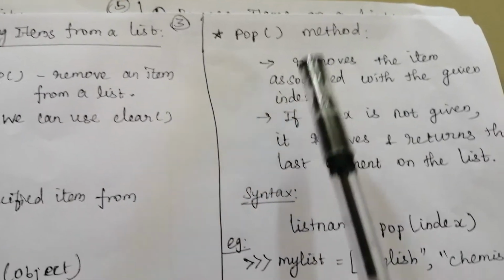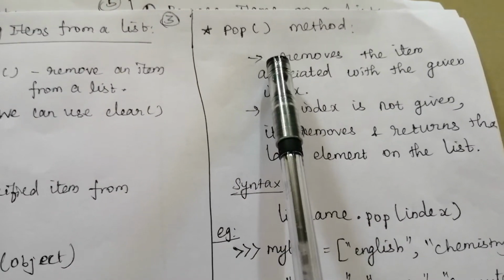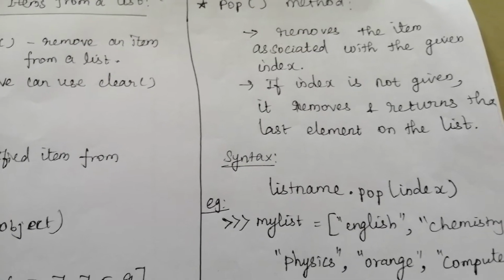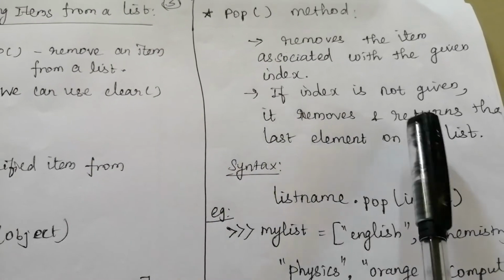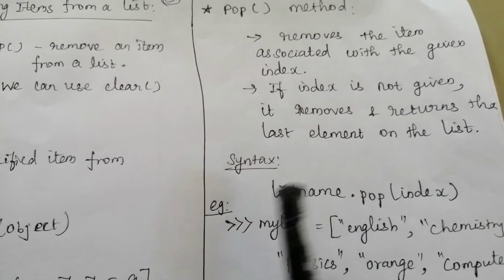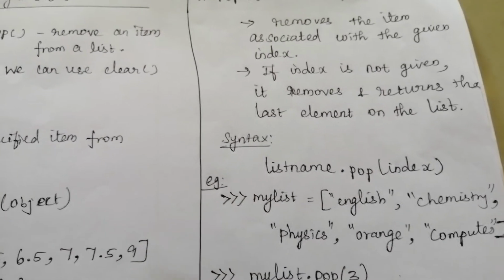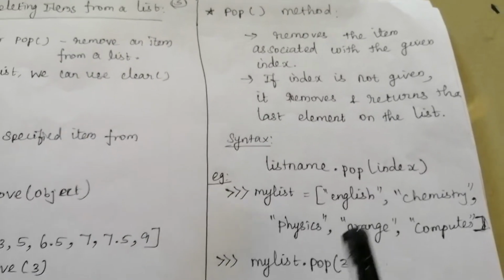So next I am going to use the pop method. Here it accepts an index value. So it removes the item that is associated with a given index. Suppose you didn't specify the index value, then automatically it removes the last element on the list and that element will be returned to the user. That is the output for the pop method.